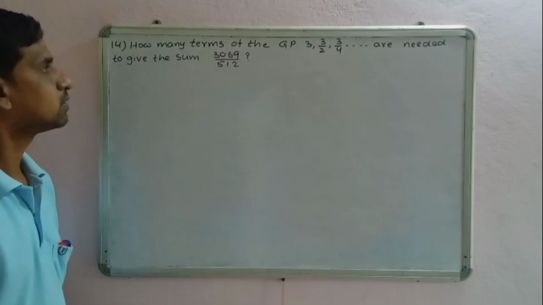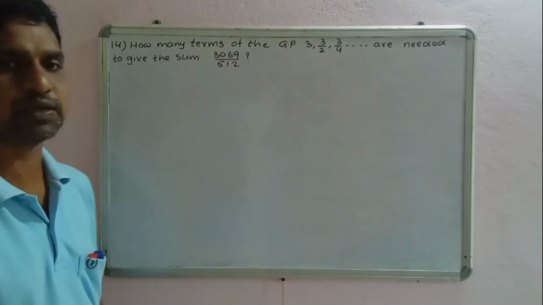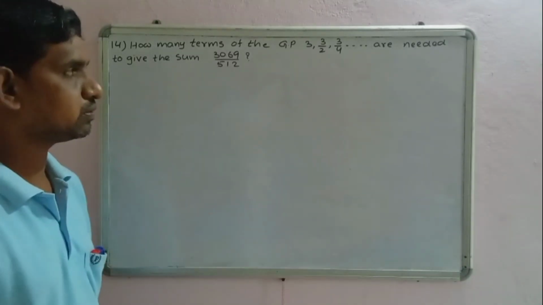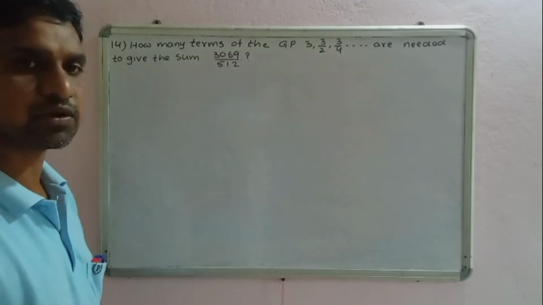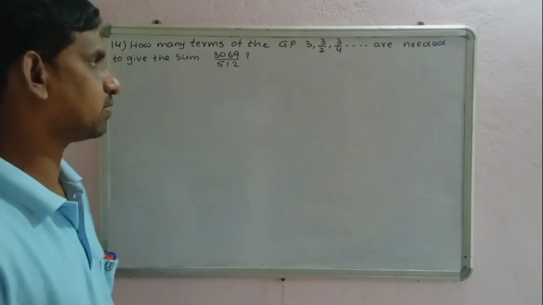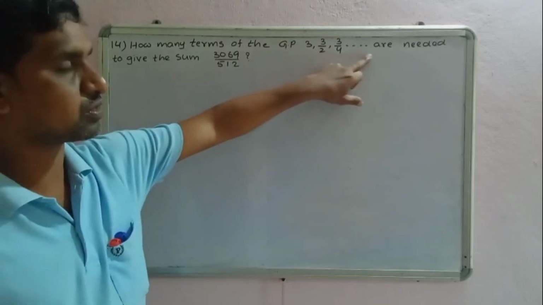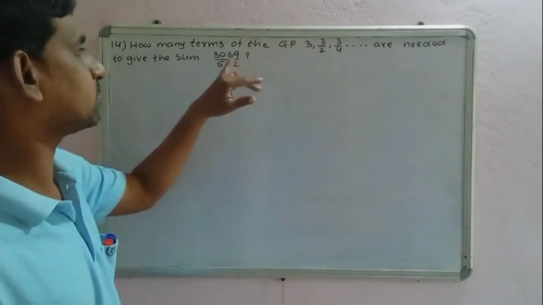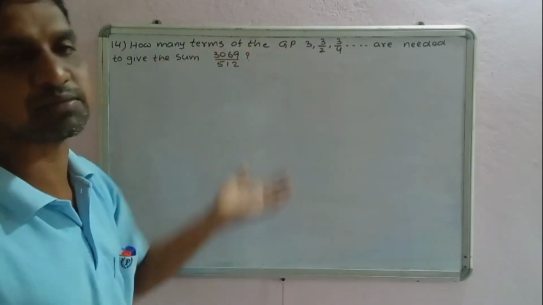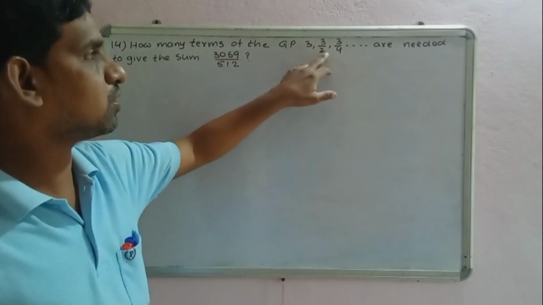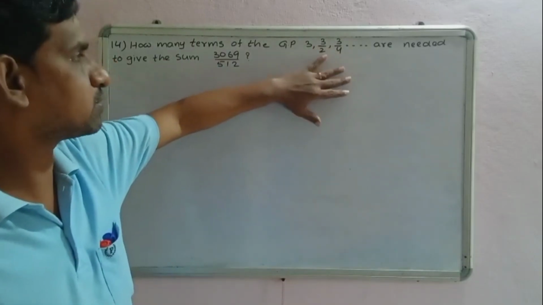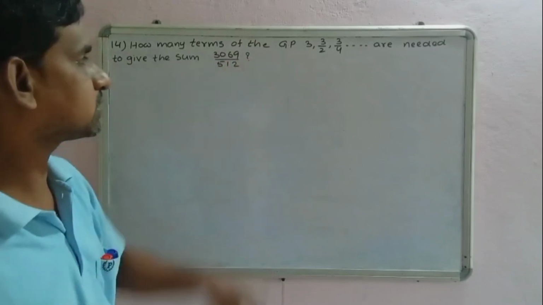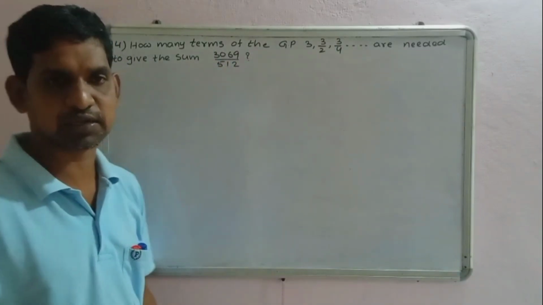Problem 14. How many terms of the GP 3, 3 by 2, 3 by 4, and so on are needed to give the sum 3069 by 512? 3 by 2, 3 by 4 series, how many terms are needed for the sum to be this number? See, 3 plus 3 by 2 how much? 2 3s are 6, 9 by 2. How many terms are needed for that? 2 terms are needed. Similarly, how many terms are needed for the sum 3069 by 512?